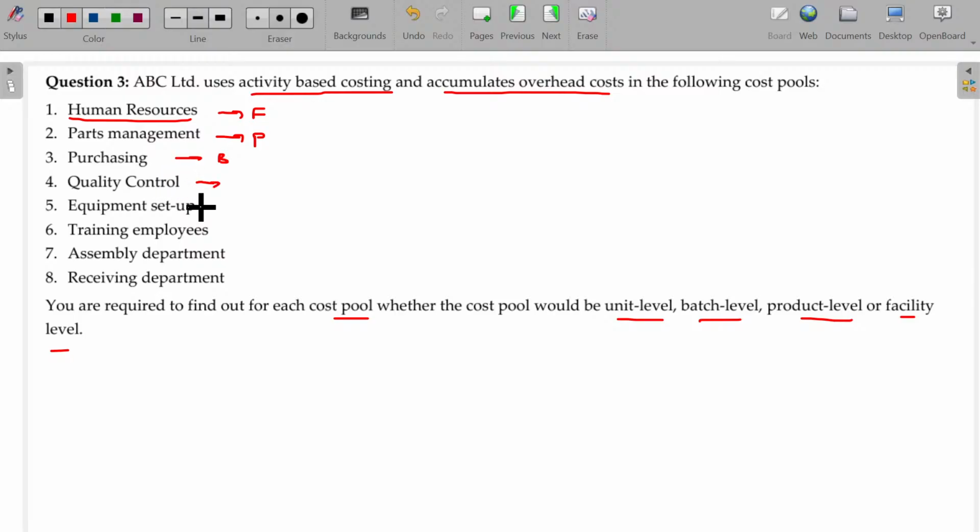Quality control. You have to check every unit whether it's matching the quality, so it's unit level. Every unit is checked. And equipment setup. Setup is done once and you'll produce multiple units, like an economic batch quantity. You set up the machine and continue manufacturing, so it's batch. Training employees. It's not directly linked with the product, so it's a facility level activity. Assembly department, every unit will be assembled independently, so unit level. Receiving department, you receive material in batches. That's why it's called batch level. Is that okay? Hope you'll now be able to understand.